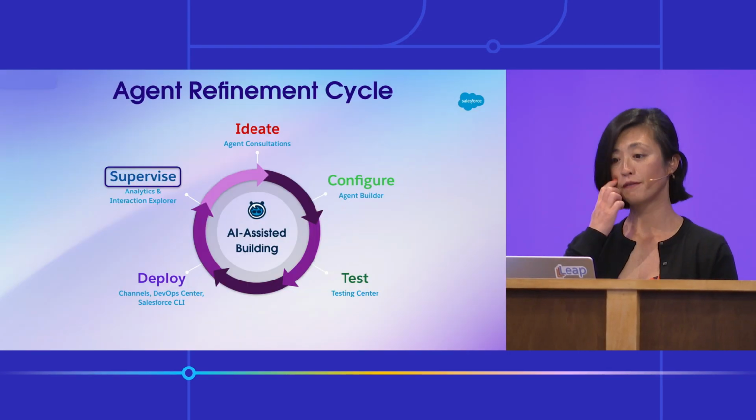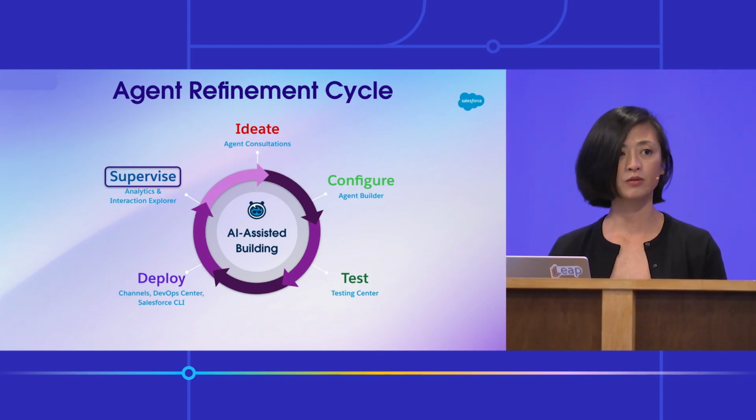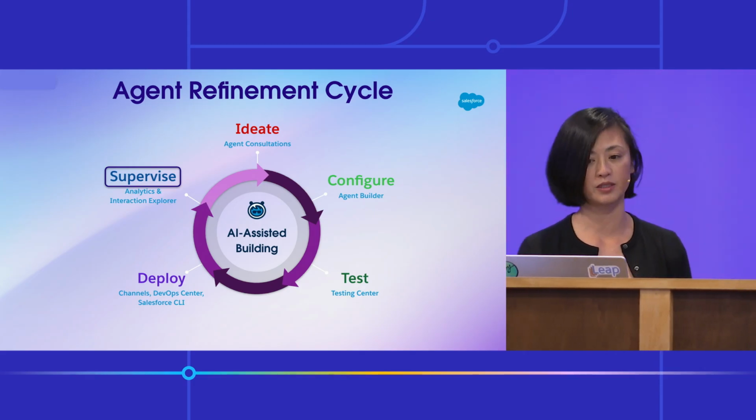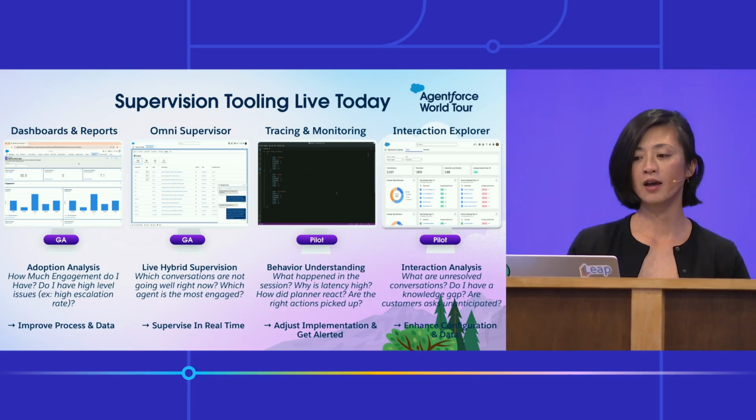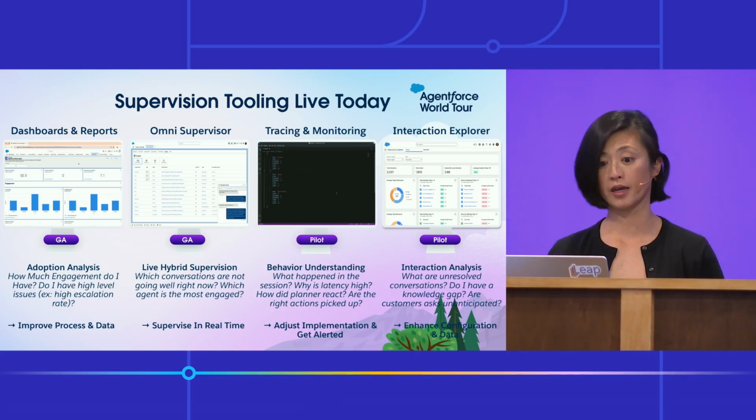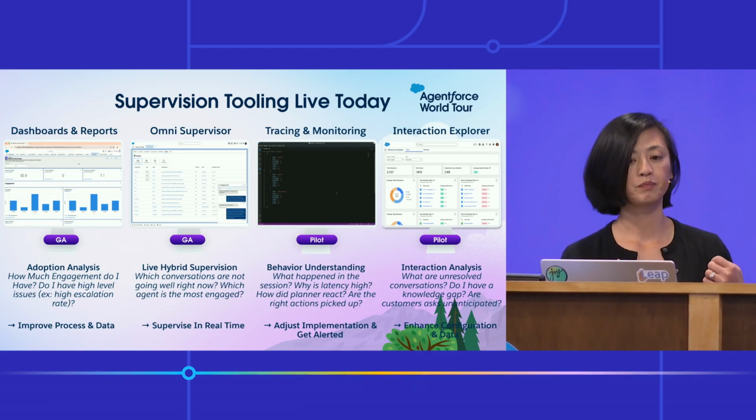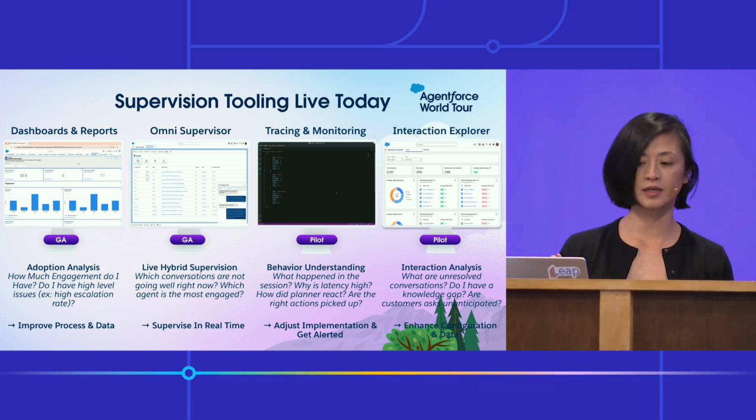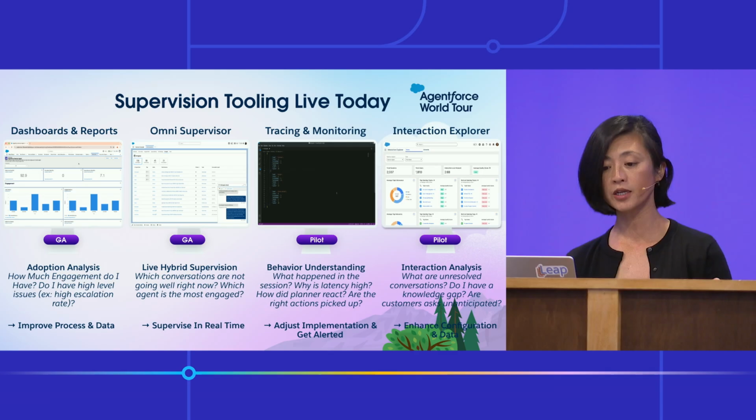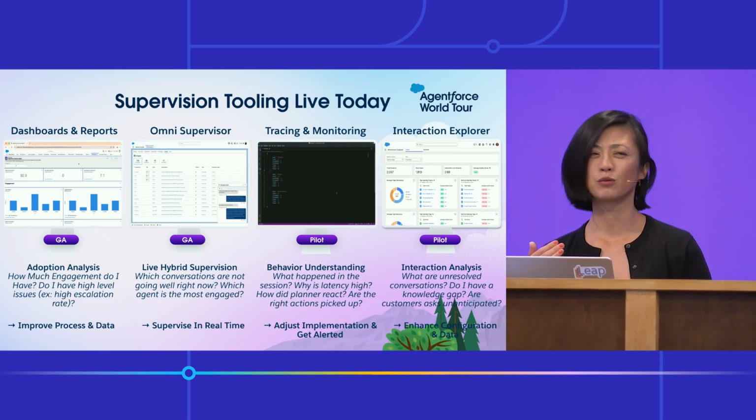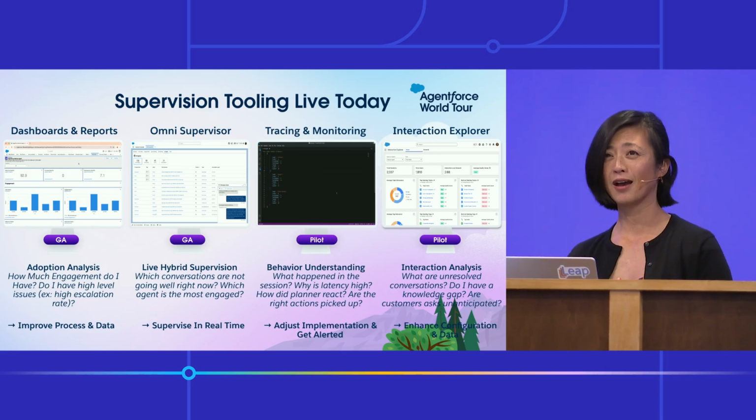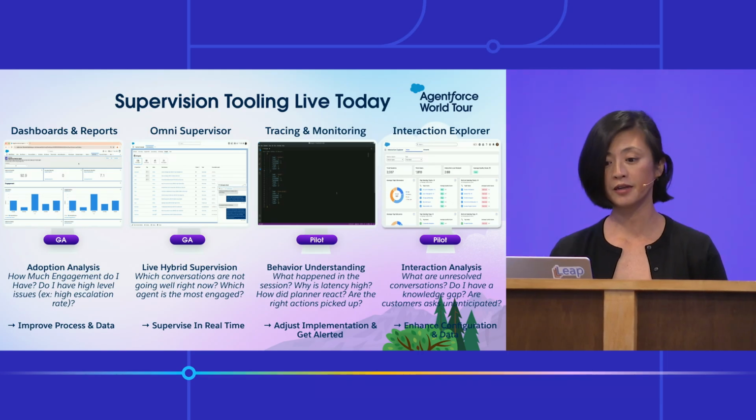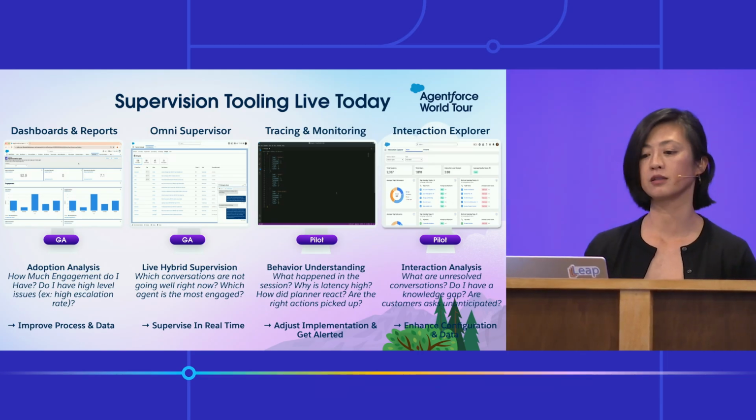All right, and then finally, let's talk about supervision and how you manage all of the agents that you might have as part of your organization. We have quite a few tools that are available today. So we have one of our Agentforce analytics dashboards. That's going to give you some basic ideas of how much engagement you have across all of your agents. Do you have agents that have really high escalation rates, or maybe agents that are handing over to a human agent instead? So that's going to help you improve the processes and data there.